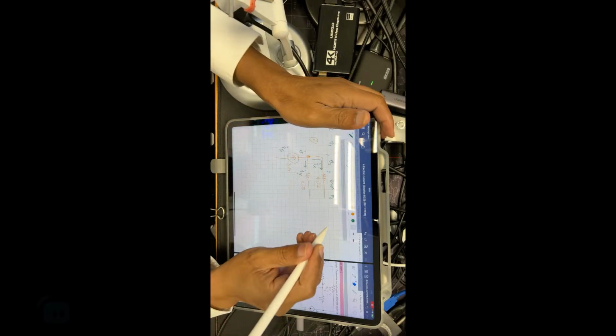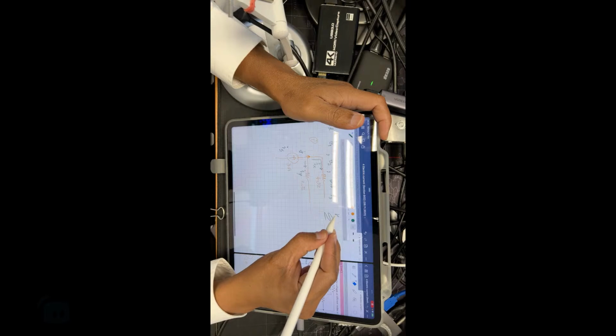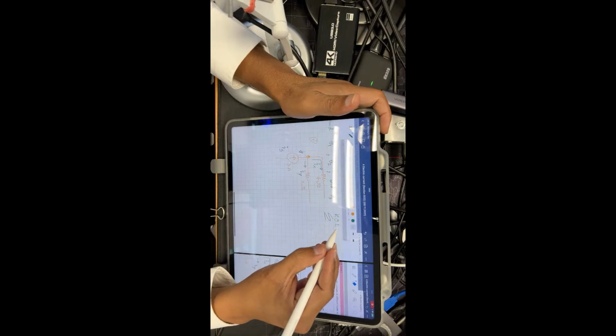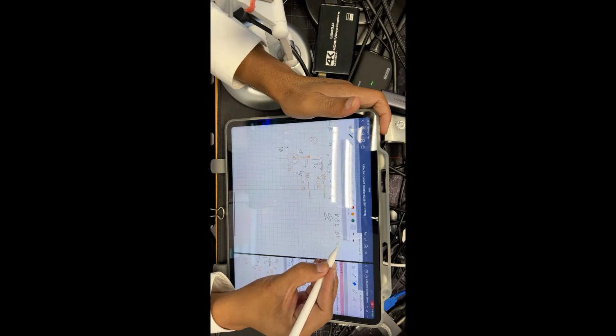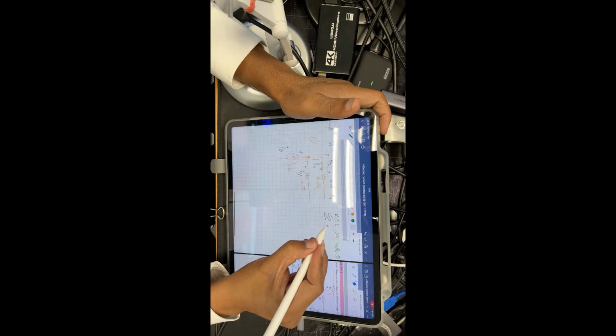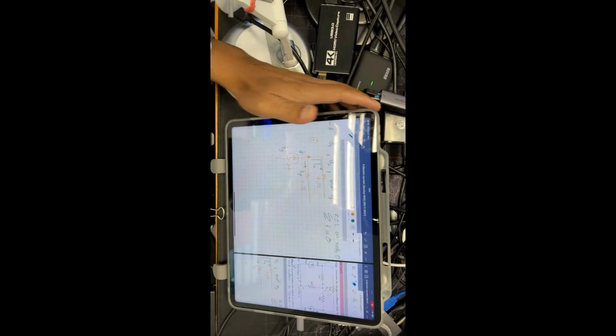Okay, now we're gonna express the KCL at node number one, the first node. It's sigma I remaining equals 0. And when we have something like this, it's going out all the time.